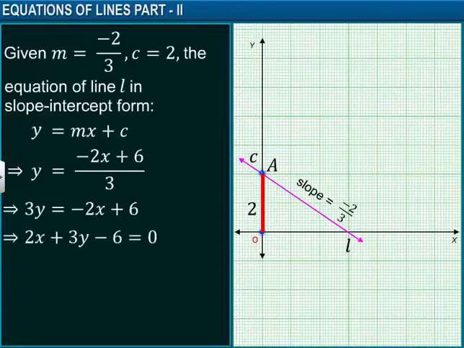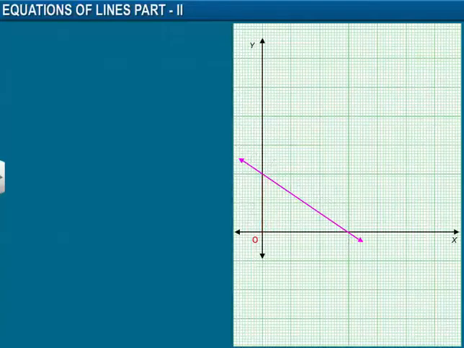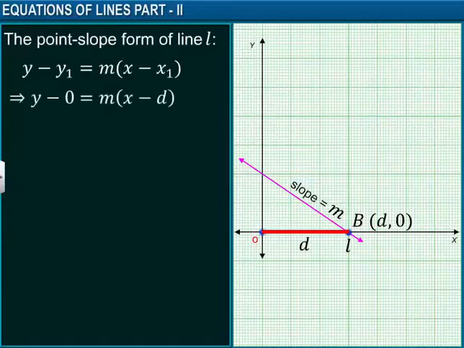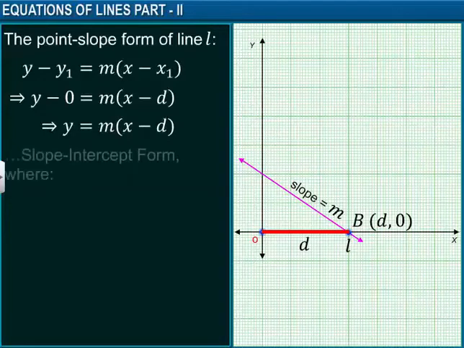Now, consider a line L with slope m whose x-intercept is given as d. This means that the given line passes through the point d, 0. Putting the values of the slope of the line and the coordinates of point B in the point-slope form and simplifying, we get the required equation as y is equal to m into x minus d. This is the slope-intercept form of the equation of a line with slope m and x-intercept d.